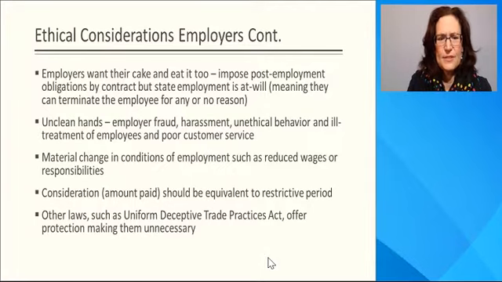And consideration is another factor. Shouldn't the amount paid be equal to the restrictive period? If you're not going to allow somebody to work for 2 years, shouldn't you pay them 2 years' worth of salary? And other laws, such as the Uniform Deceptive Trade Practices Act, offer protection, kind of making them unnecessary.